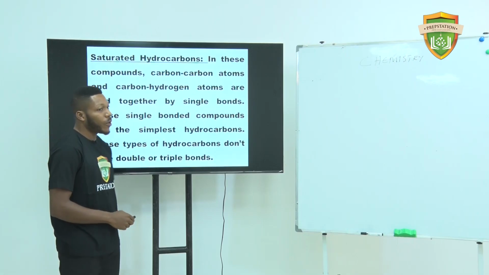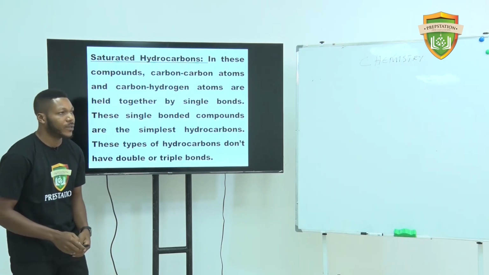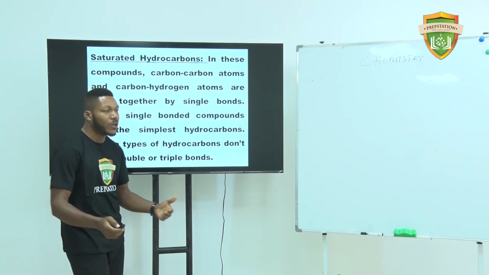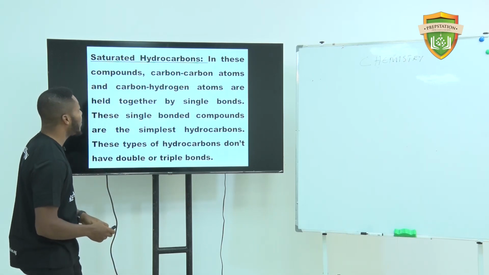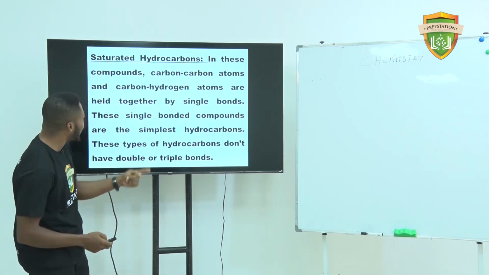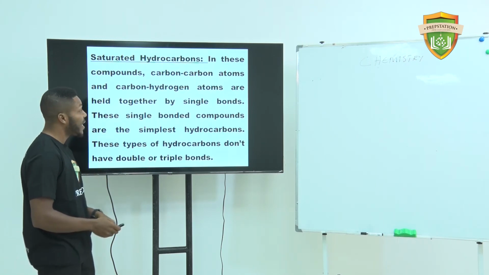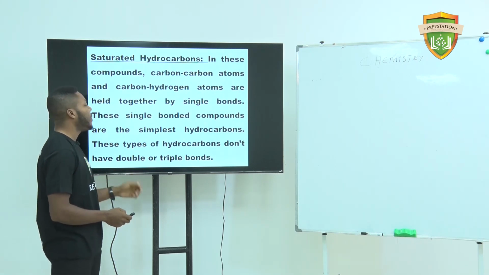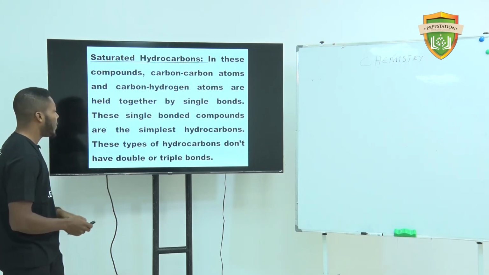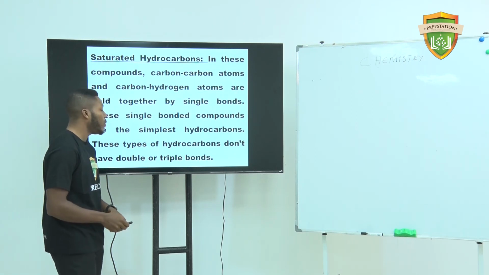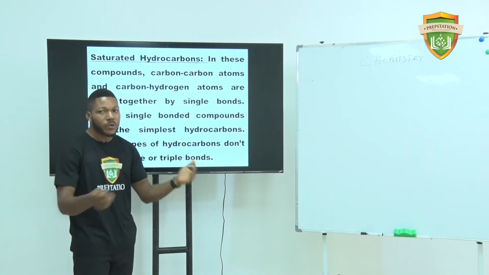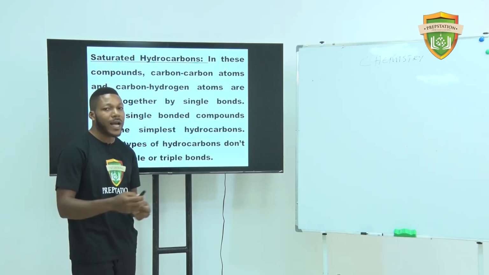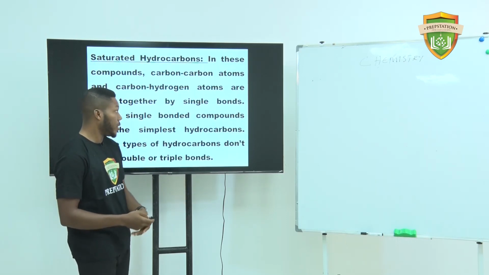We also have what we call the saturated hydrocarbons. These are compounds which contain only single bonds between their carbon chains. In these compounds, carbon atoms are held together by single bonds. These single bonded compounds are the simplest hydrocarbons. This type of hydrocarbon doesn't have double or triple bonds. So they are mainly composed of single carbon-carbon bonds or single carbon-hydrogen bonds within their molecule.